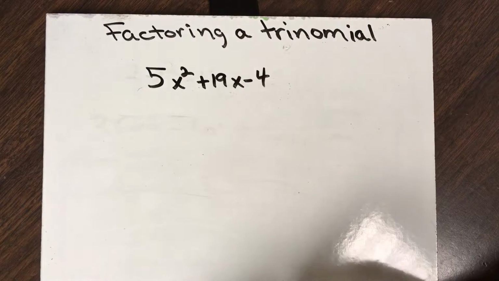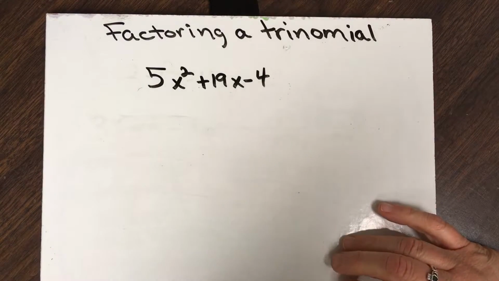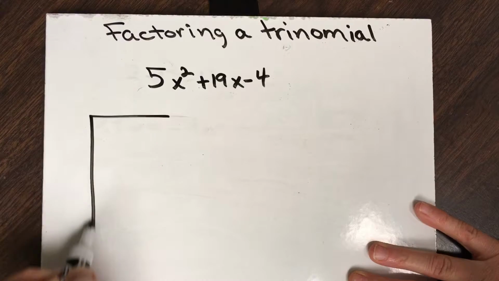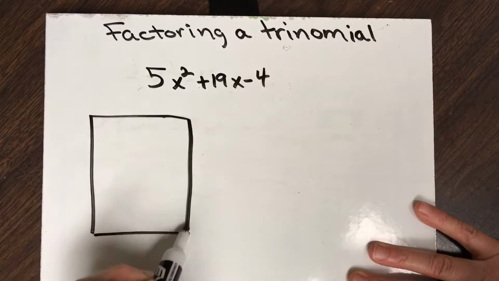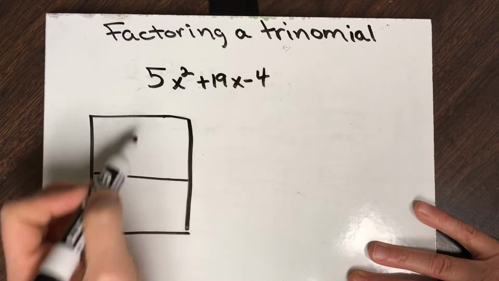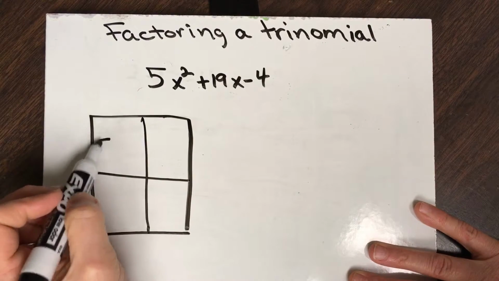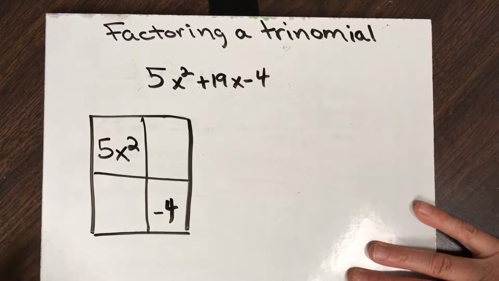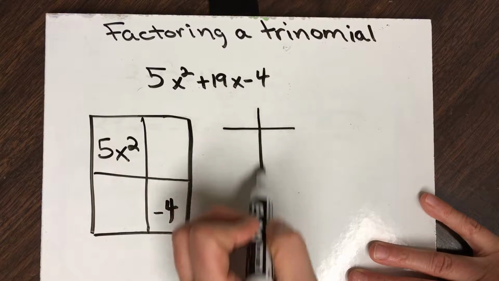This time we're factoring a trinomial that we cannot pull a greatest common factor out of. So we're going to start with the box method. And we're going to put our first term in our first box and our last term in our last box. Then we're going to create our t-chart.